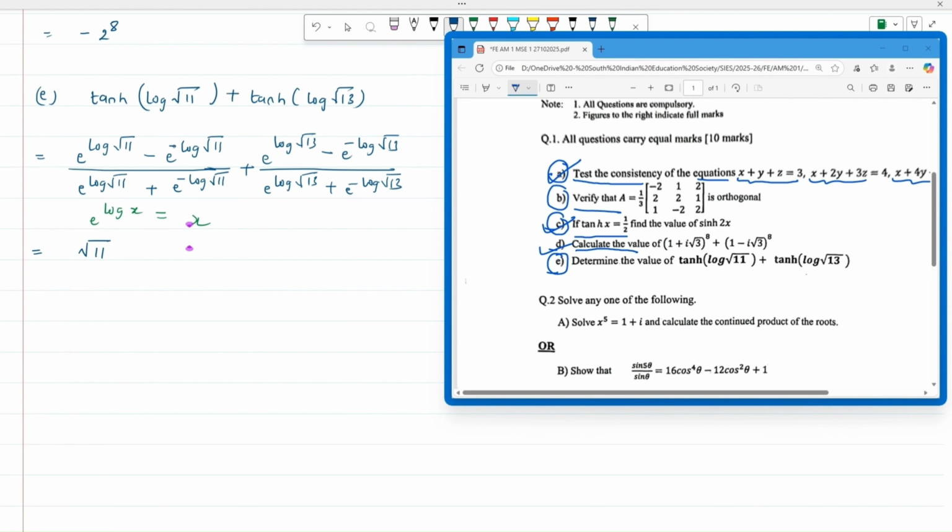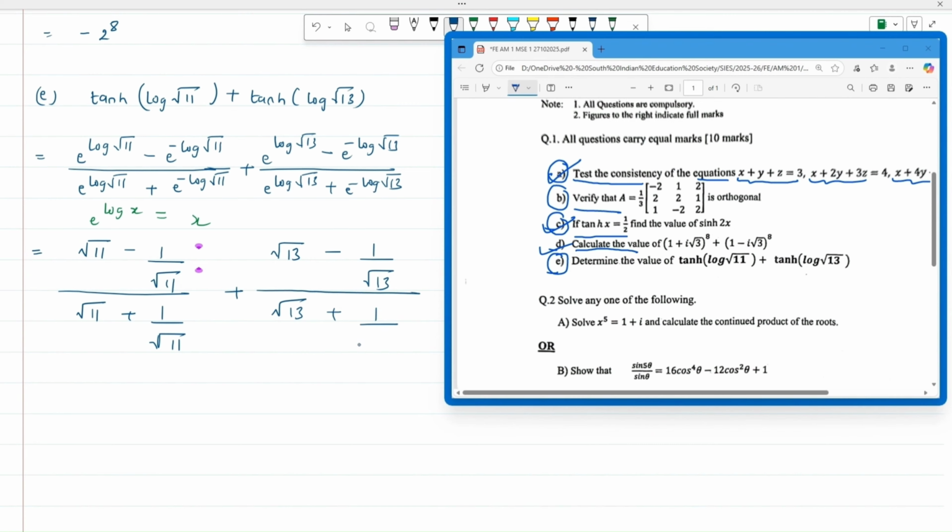We can adjust this negative power and put it as root 11 inverse. So this is going to be minus root 11 inverse, which is nothing but 1 over root 11. Same thing in the denominator, root of 11 plus 1 over root of 11. And then we have e raised to log of root 13, so that will reduce to root of 13 minus 1 over root 13 divided by root of 13 plus 1 over root of 13.